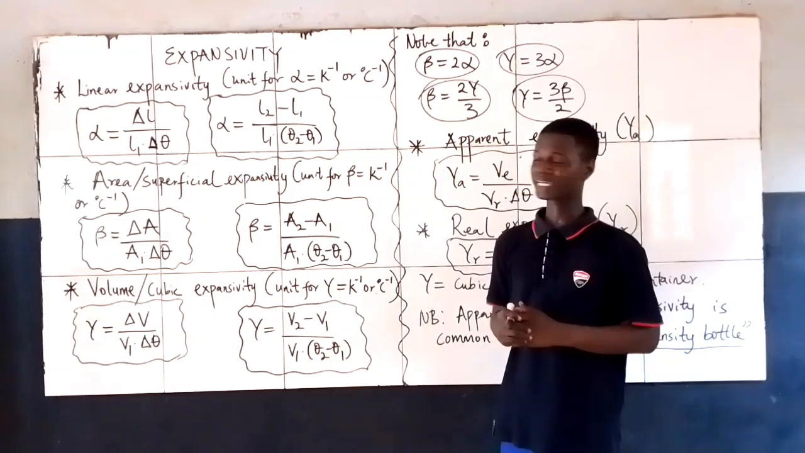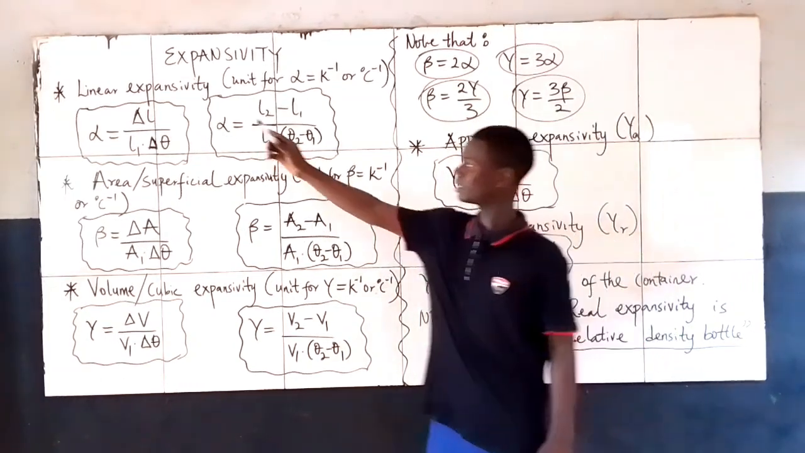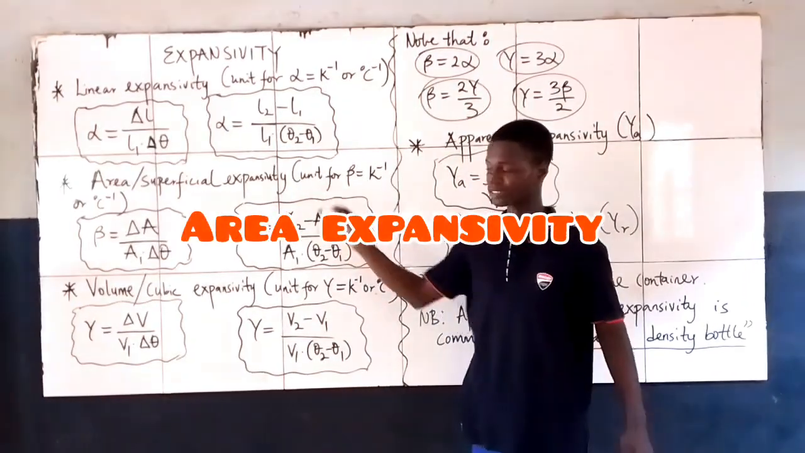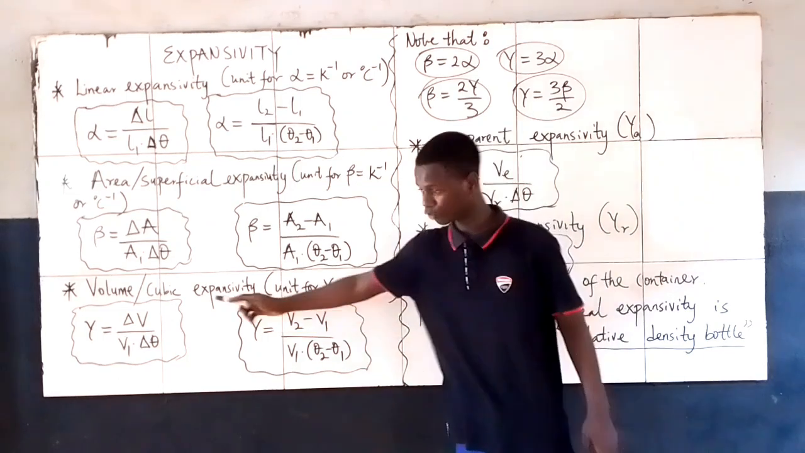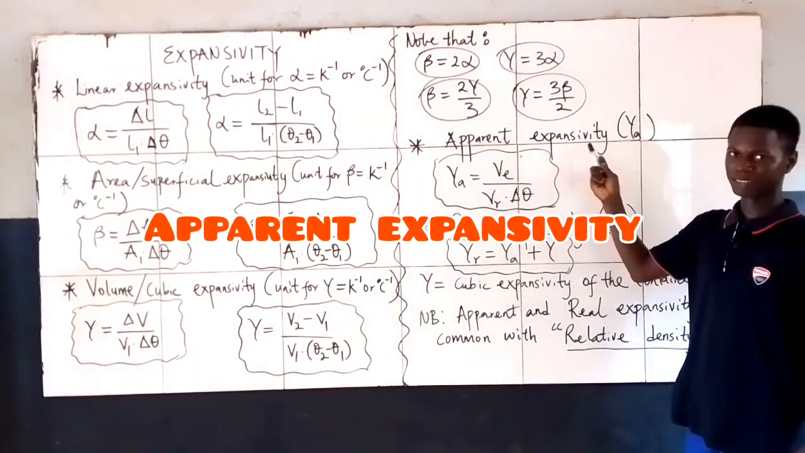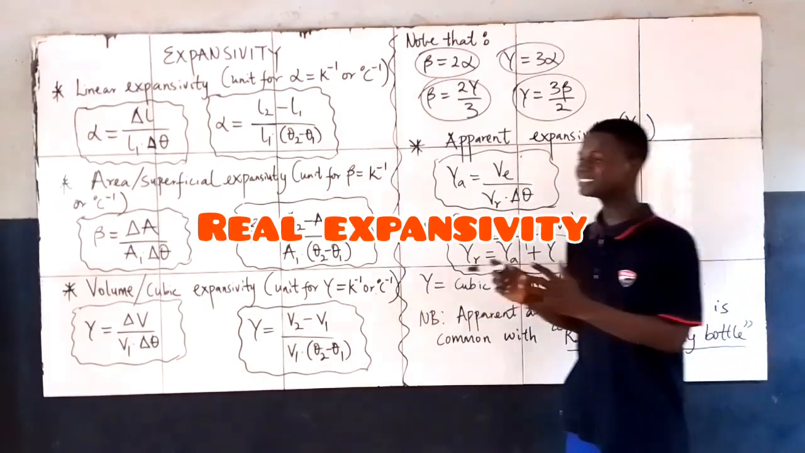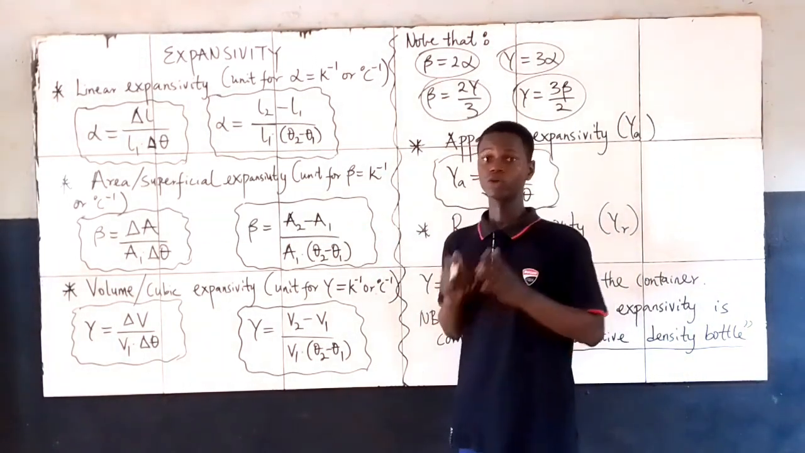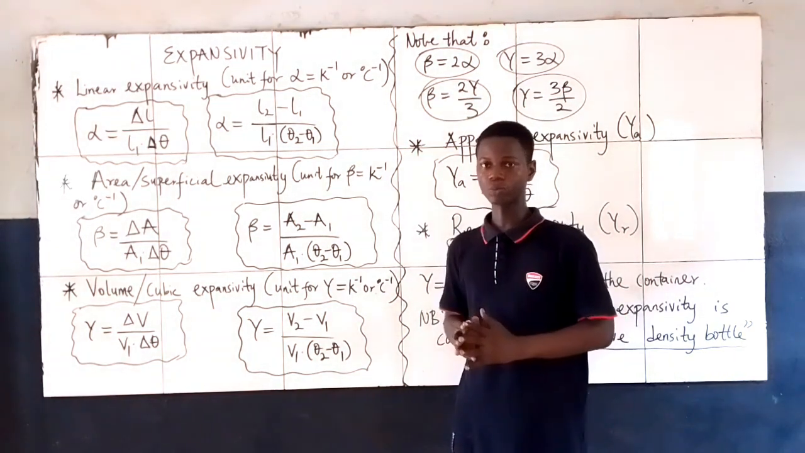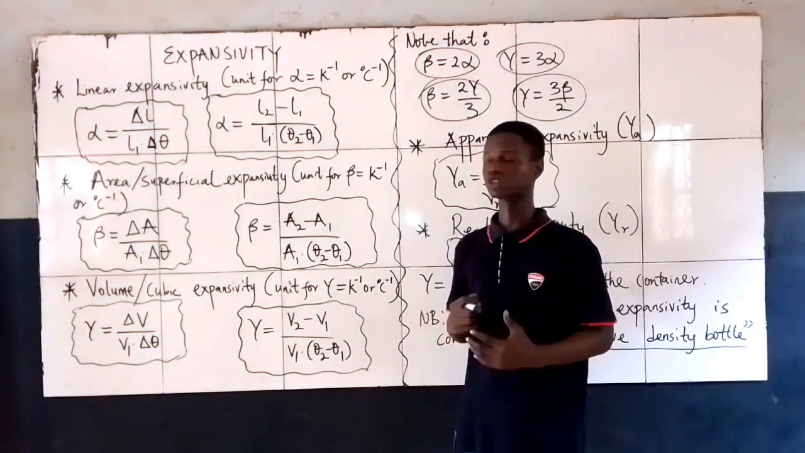Now without wasting much time, let's get down into the topic. For the purpose of understanding, I have grouped this topic into segments. The first segment is linear expansivity, the next is area and superficial expansivity, the next is volume or cubic expansivity, followed by apparent expansivity, and lastly real expansivity. These are the different parts of this topic you must know. Basically, like I said, we'll be focusing on the calculation aspect of this topic, so what I'll be offering here now is the formulas, and after that, we'll get down straight to questions.